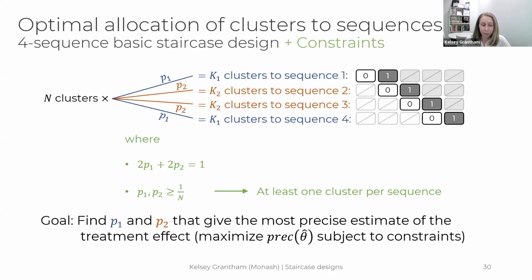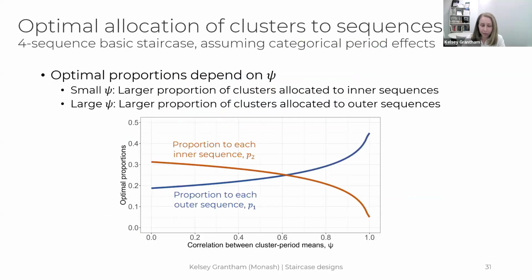And so then the goal was to find P1 and P2 that gave the most precise estimate of the treatment effect, which corresponded to maximizing the precision of the treatment effect estimator subject to our constraints. To do this for the 4-sequence design, I derived an expression for the precision of the treatment effect estimator, which looked a bit different from the variance expression I presented earlier, since now we're allowing unequal allocation of clusters to sequences. And then I used constrained optimization methods to derive expressions for the optimal proportions. And we got the results shown here for the optimal proportions plotted as a function of psi. And we see that these proportions really depend quite a lot on the value of psi.